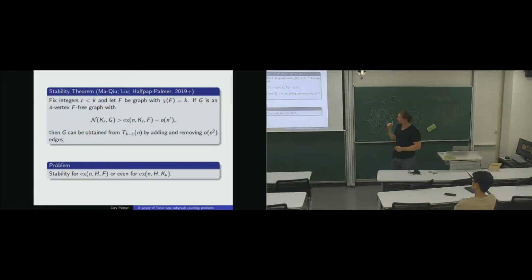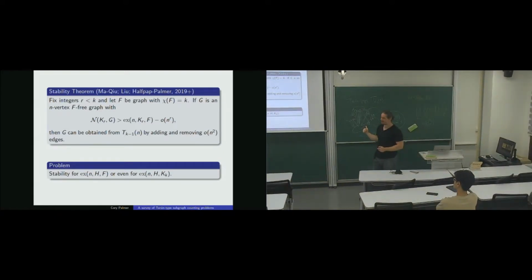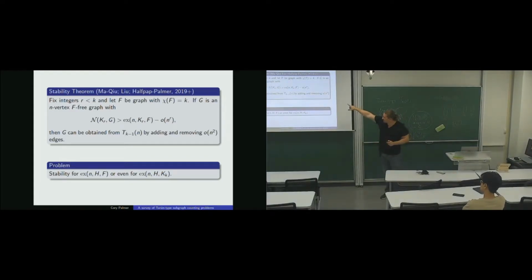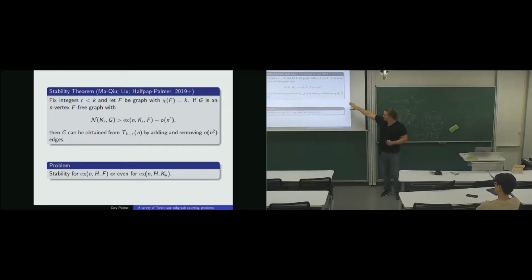We're going to start with G. Oh, I bet I have a lemma first. Okay, but let's still remind ourselves. So I'm going to have a G that has this many copies of K_R, slightly less than the extremal number, and we're just going to want to show that it's close to the Turán graph.